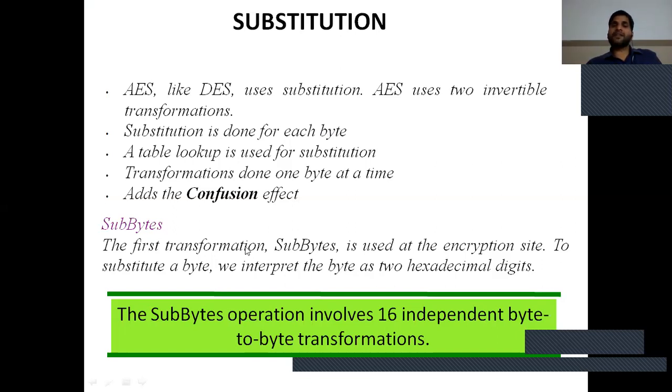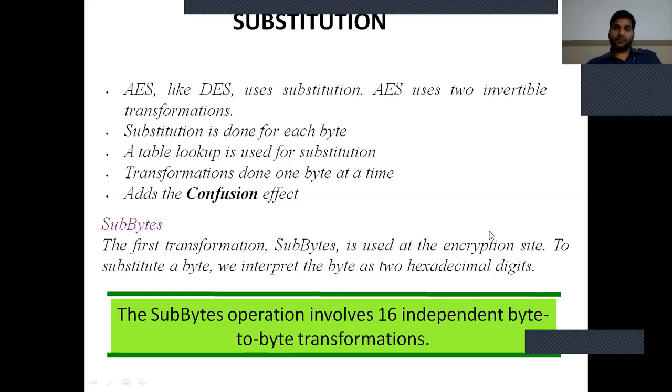SubBytes is the first transformation. SubBytes is used at the encryption side to substitute a byte. We interpret the byte as 2 hexadecimal digits. The SubBytes operation involves 16 independent byte-to-byte transformations.